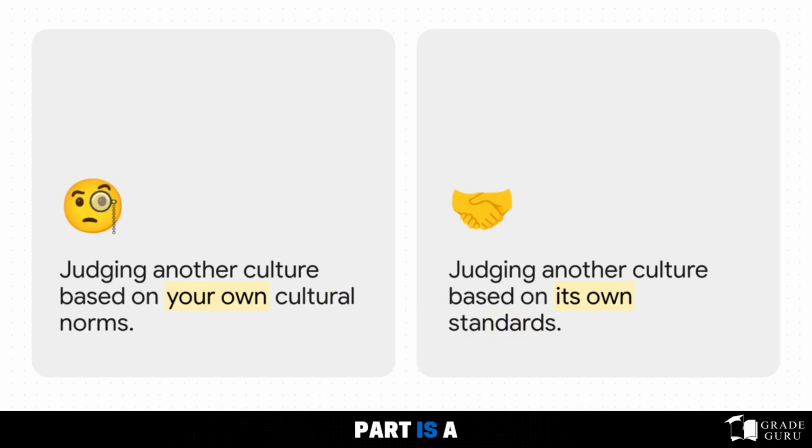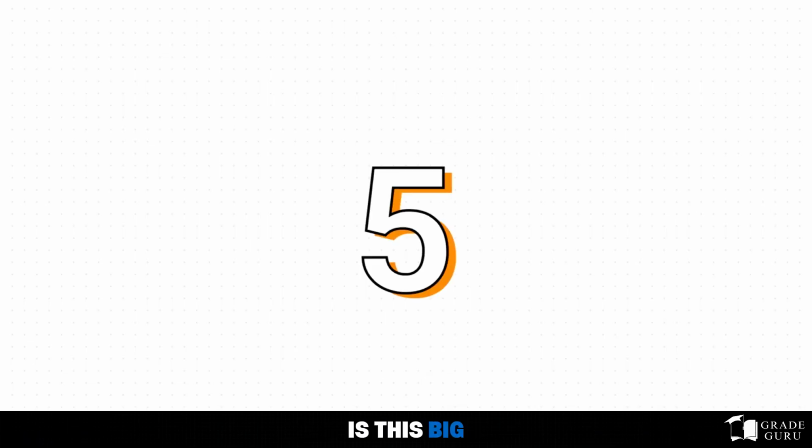Okay, this next part is a huge one for your exam, so listen up. It's about two different ways of looking at other cultures. First, there's ethnocentrism. That's when you judge another culture using your own culture as the default, as the right way of doing things. The opposite of that is cultural relativism, which is all about trying to understand a culture by its own standards.